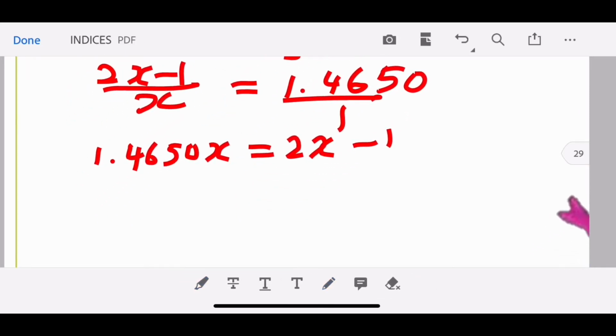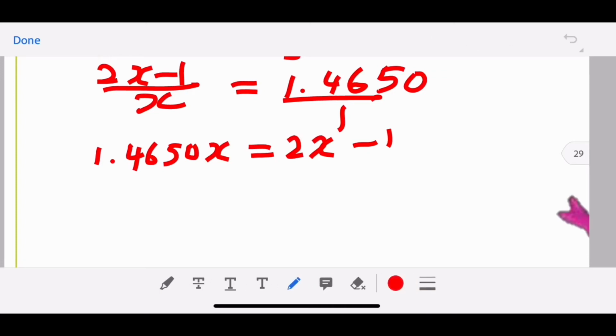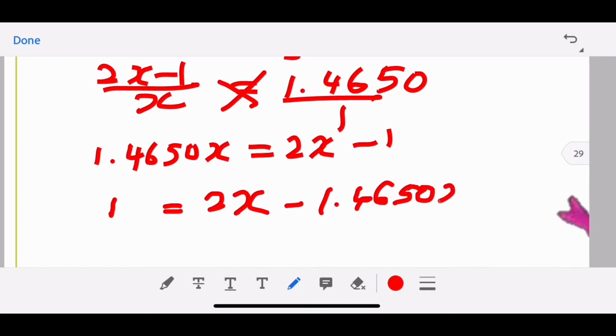Okay, so you have 2x minus 1 equals 1.4650 x. Alright, so then you have to take all the x to one side before you can solve, right? So that means the 1 goes to the left and becomes positive 1, and then 2x minus 1.4650x. So actually it's 2 minus 1.4650. You press the calculator, you get the decimal, and then you take the decimal and jot it down.